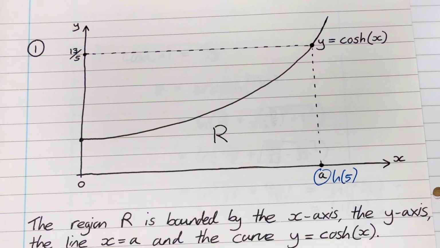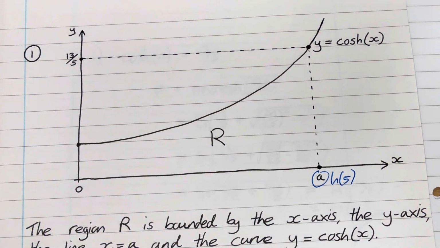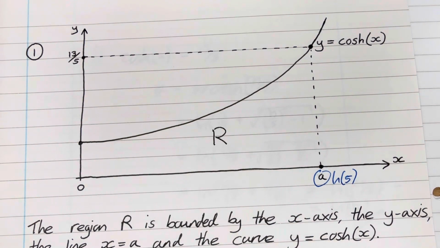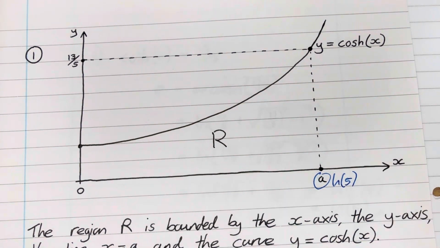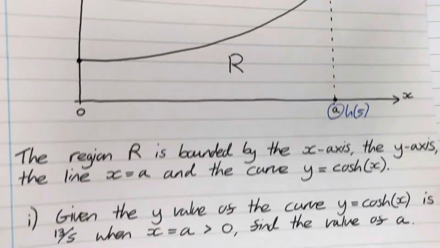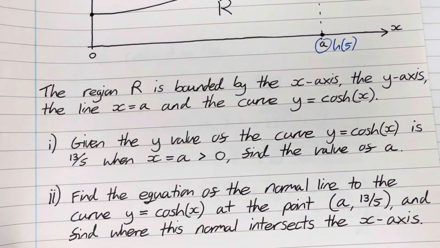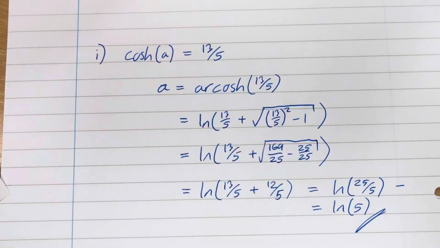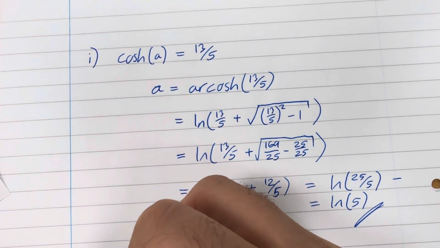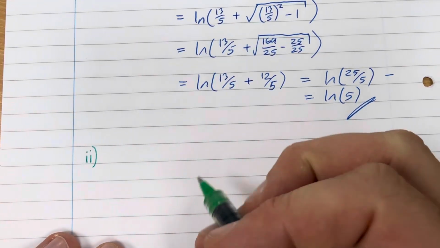All right, part 2. We're going to find the equation of the normal to this curve at the point here, at the point when x is log 5. All right, so the equation of the normal is something that was studied right back at A-level mathematics. We're going to need to differentiate and then find the negative reciprocal of that gradient. So for part 2, we're going to differentiate the curve.